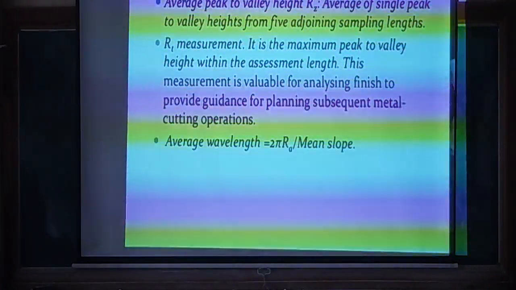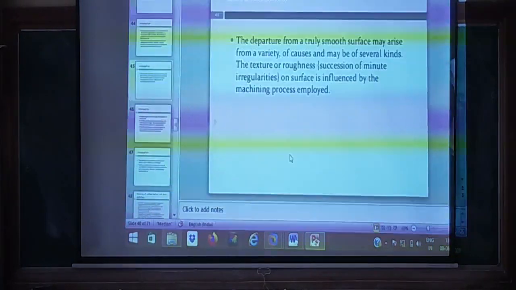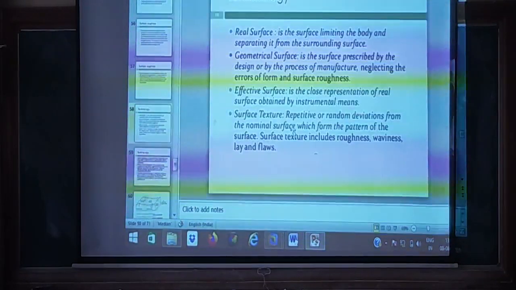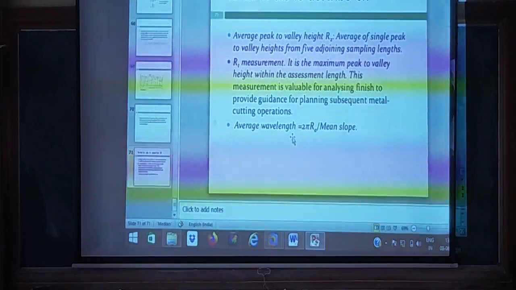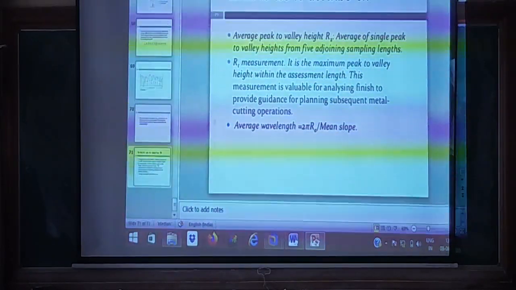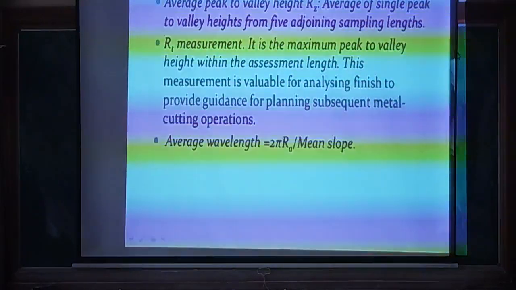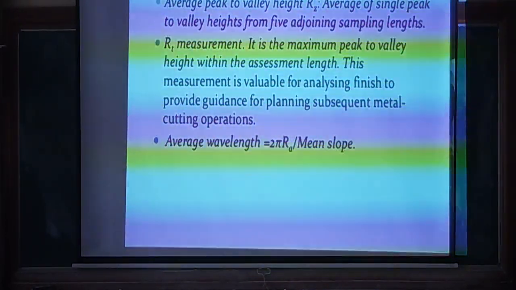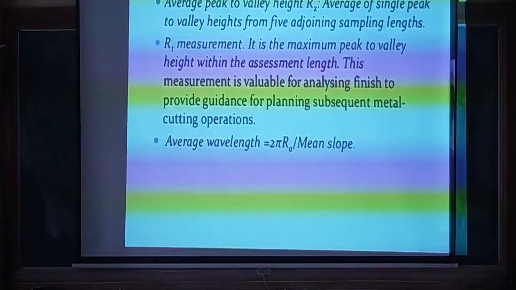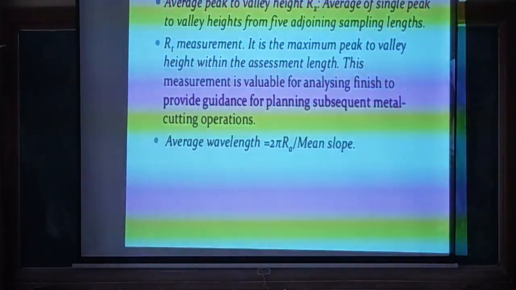Okay, so average wavelength, how are you going to calculate it? Average wavelength is equal to 2 pi into Ra, where Ra is the roughness value, divided by the mean slope. Whatever the slope is, that is the mean of that particular slope, and it will give the average wavelength of that particular part.